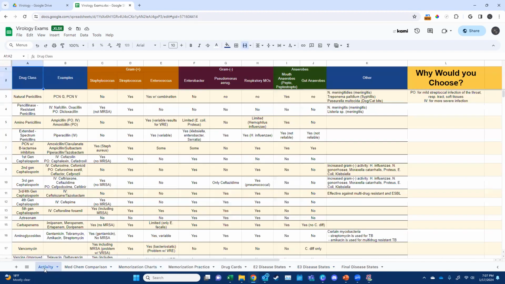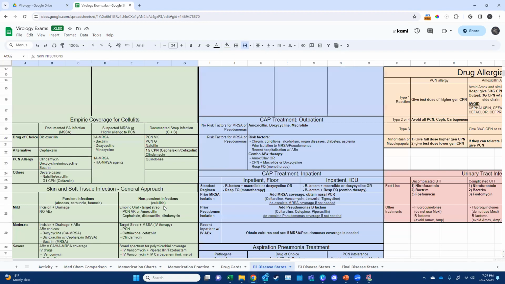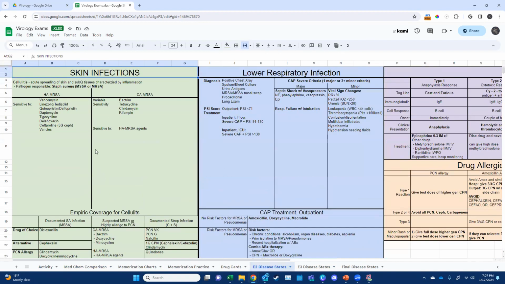I'll explain more of this as we get into virology and kind of where this is all coming from. And I'll upload a blank version of this so that way you can practice on your own. But just know that this is here for you to reference as well.